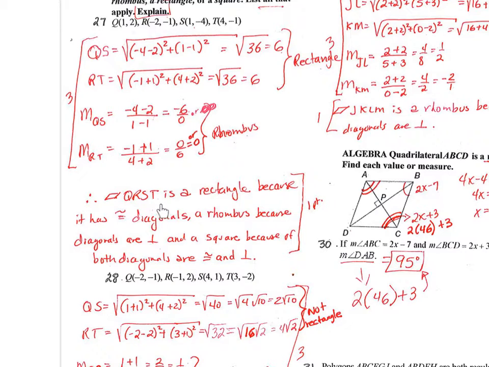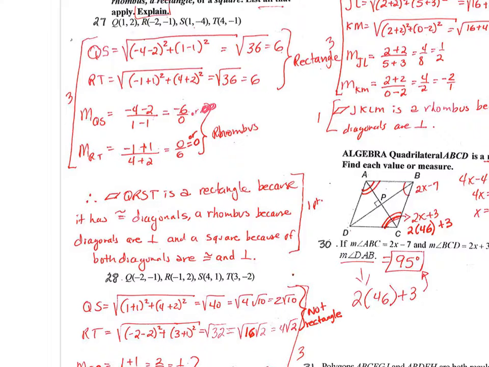parallelogram QRST. It's a rectangle because it has congruent diagonals. You have to explain. See what it says here? Explain why. Comma, it's a rhombus because diagonals are perpendicular. Comma, I'm missing a comma here. And a square because both diagonals are congruent and perpendicular. So that was number 27.